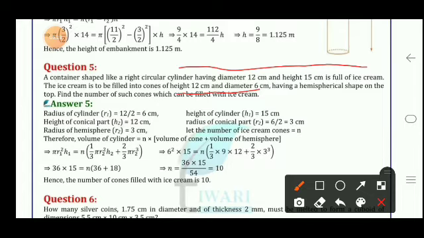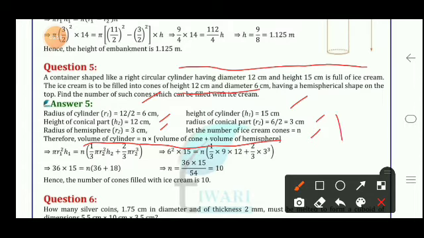So the radius of the cylinder R1 is 6 cm, the height of the conical part H2 is 12 cm, the radius of the hemisphere R2 is 3 cm, the height of the cylinder H1 is 15 cm, and the radius of the conical part R2 is 6/2 cm. Let the number of ice cream cones be n. Then the volume of the cylinder will be n into the volume of a cone plus the volume of a hemisphere, because the ice cream is in the shape of a cone and then a hemisphere. Now, how many cones will there be? Let the number of cones be n.